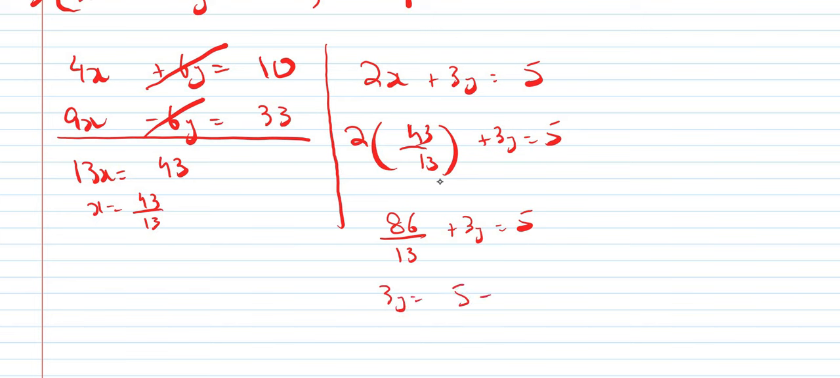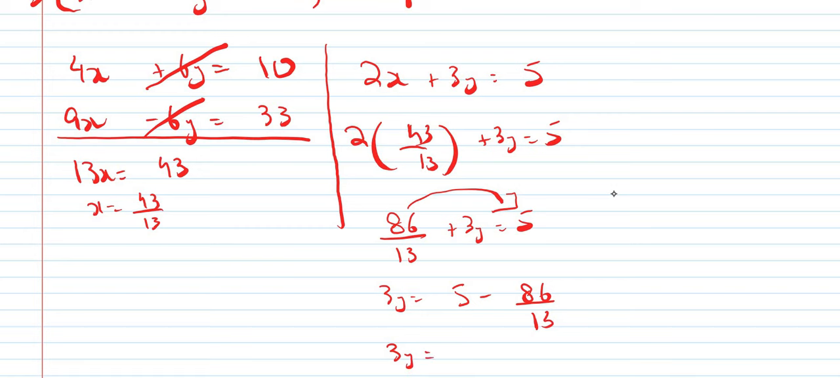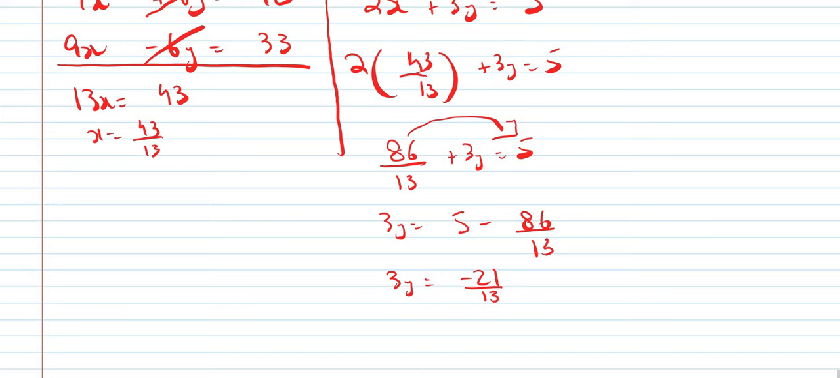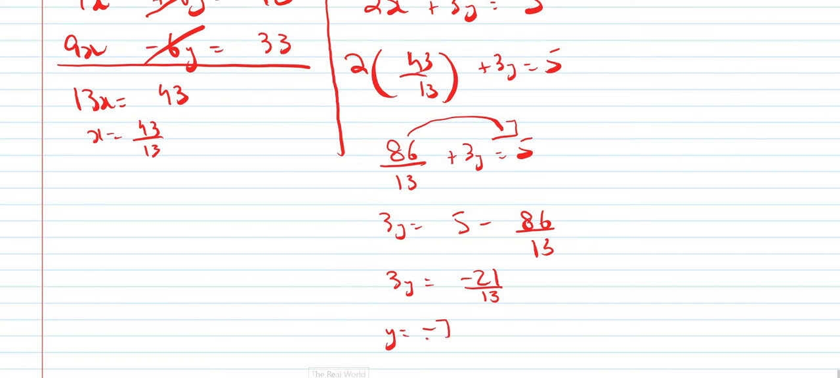3y is equal to 5 minus 86 upon 13 because we shifted it over there. Let me see, what do we get? 5 minus 86 upon 13, we get minus 21 upon 13. So 3y is equal to minus 21 over 13. This number will be divided by 3 because we have 3y divided by 3. So it's minus 7 over 13. So y is equal to minus 7 over 13. So these are the ways to solve simultaneous equations using the elimination method.